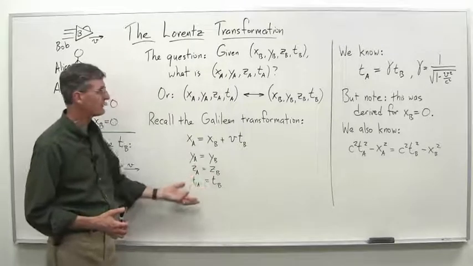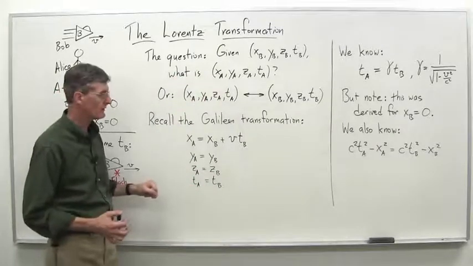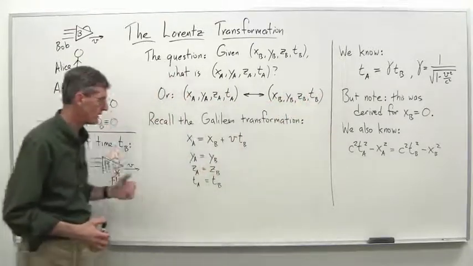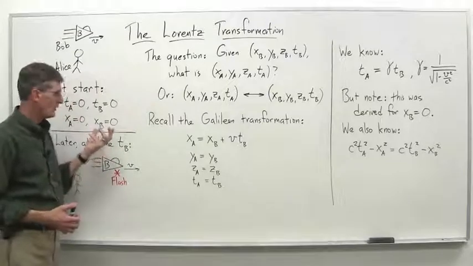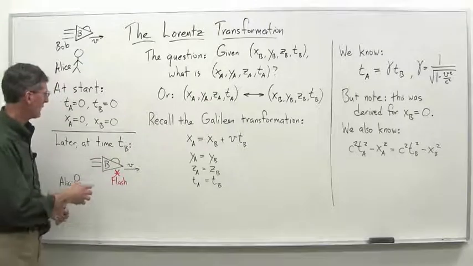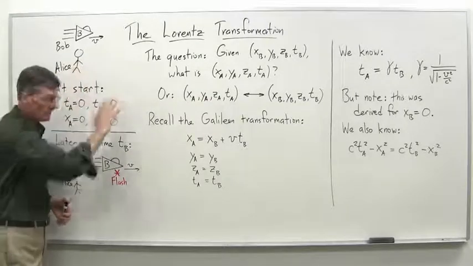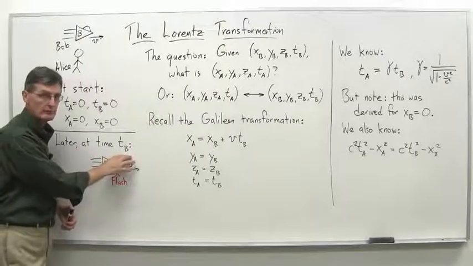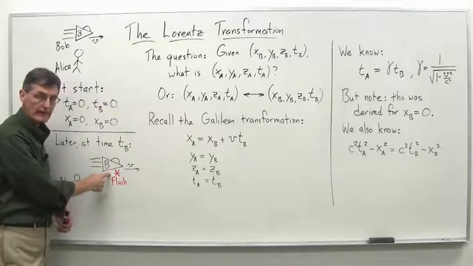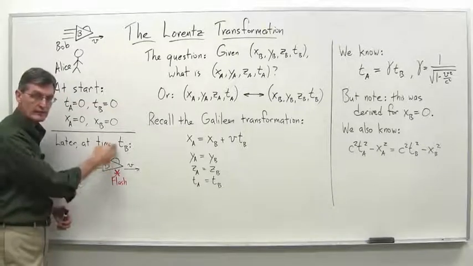We'd like to have something like this that works with special relativity. So that's our goal here. We'll get back to the stuff over here in a minute, but let's set up the situation for Bob and Alice. They pass each other at time t equals 0, and then later at some time tb, according to Bob's clock, he sees a flash of light right at his cockpit. So in other words, that is occurring at xb equals 0.